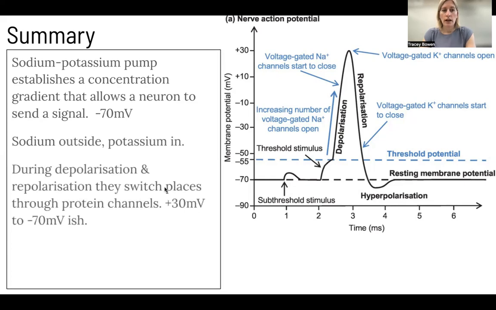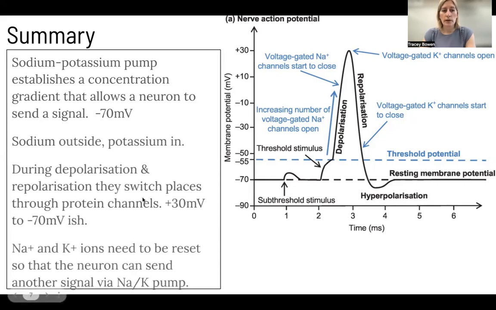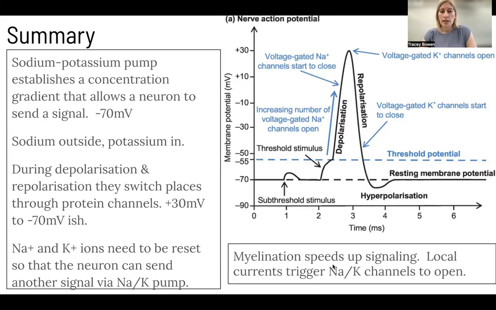And so when they switch places, we've now gone from a negative 70 millivolt charge up here to a positive 30 charge. And this is when the gated voltage channels are going to open for potassium to then flow out. And then we're going to reset it. And signals only travel one direction in neurons, and that's due to the movement of the local currents. Myelination speeds up signaling, and local currents are also triggering the sodium-potassium channels to open.